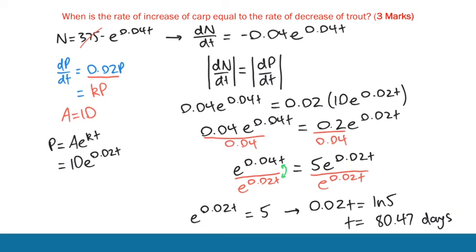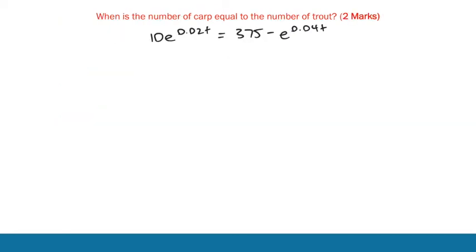This is probably the hardest question that's ever been asked on exponential growth and decay. So if you understand this and you think you could do this in an exam, then you're sitting really nicely on this topic. Now this last question is a little bit more algebraically intensive, but a lot conceptually easier to understand, right? So it's just, when is the number of carp equal to the number of trout?